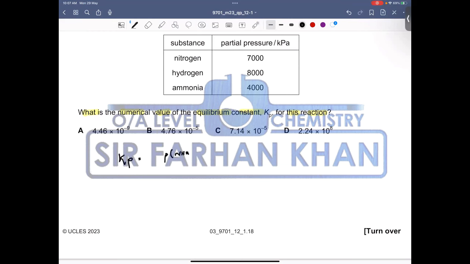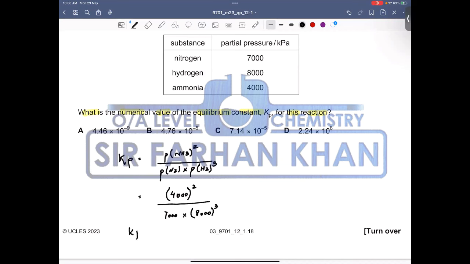Since ammonia has 2 moles in the equation, the number of moles needs to be in power, over partial pressure of nitrogen times partial pressure of hydrogen. Since hydrogen has 3 moles, so moles needs to be in power. Okay, so let's plug in the values as it is in the formula. Ammonia is 4,000, make it a square, over nitrogen. Nitrogen is 7,000 into hydrogen is going to be 8,000, and it's going to be its cube.